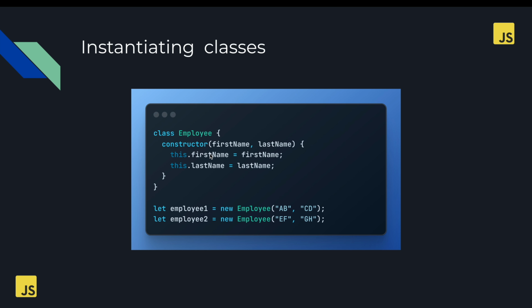Here, first name and last name are the properties of our employee class, and this keyword refers to the current instance of this employee. For example, if you are having employee 1 instance, then this keyword will refer to the employee 1 instance. If I instantiate my employee class with employee 1 and do a console log for this dot first name, then you will be getting AB. We will see the example when we will work with the instance methods. But first, let's move to code sandbox.